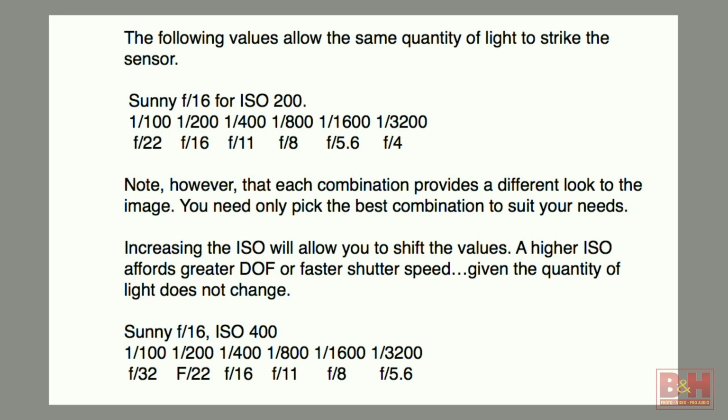So the first thing you have to do looking at the scene is ask which combination of numbers gives me the picture the way I envision it. Is it a lot of depth of field and a slow shutter speed? Is it a really fast shutter speed? That combination is all the same. You have to pick the right combination.